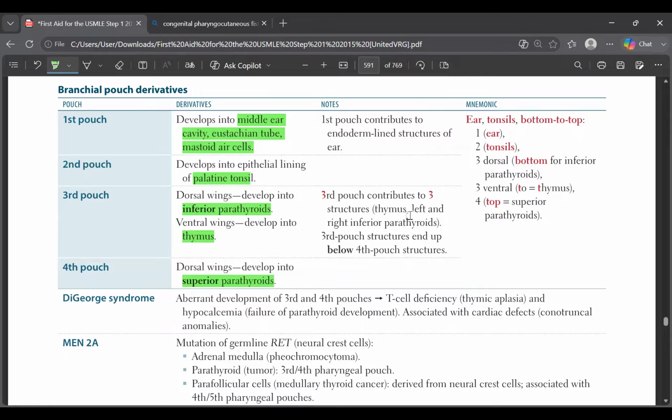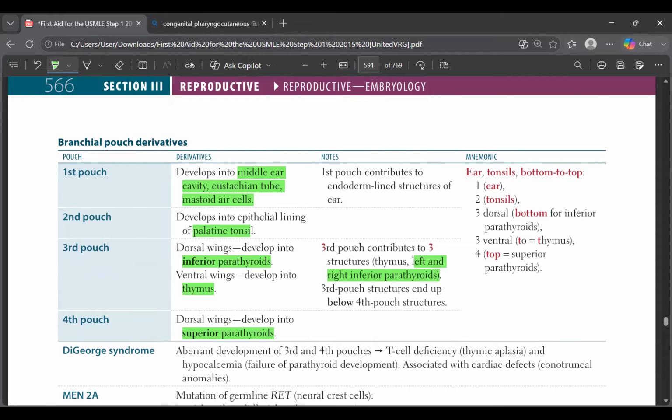Third pouch contributes to three structures: thymus, left and right, and inferior parathyroids. Third pouch structures end up below fourth pouch structures. So ear, tonsils, bottom to top. First forms ear, second forms tonsil, third dorsal forms bottom, the inferior parathyroids. Ventral, thymus, and top, superior parathyroids. Bottom to top, right? So superior parathyroids end up above inferior parathyroids, which are formed by the third pouch.